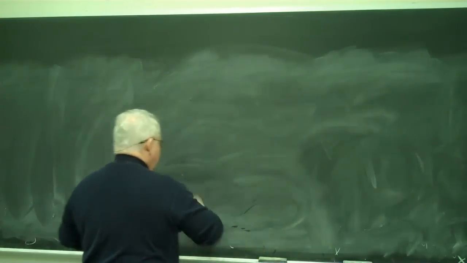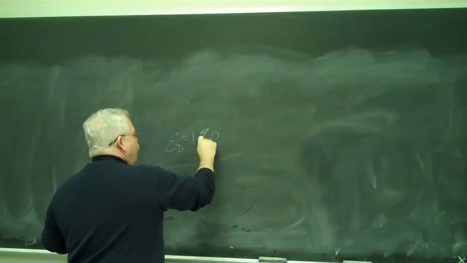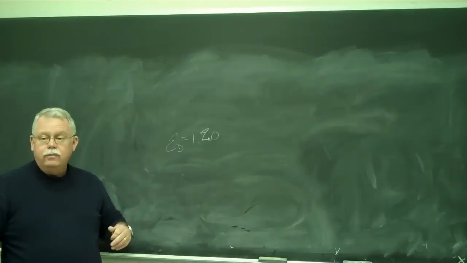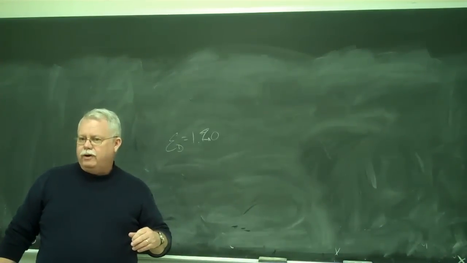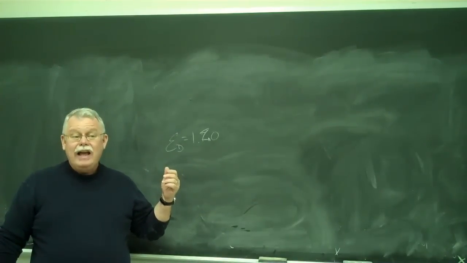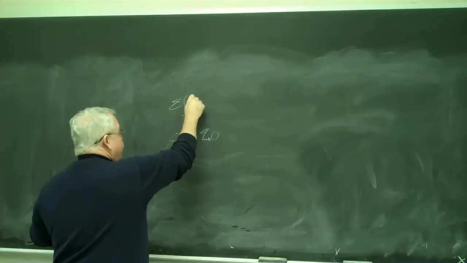What does that mean, by the way? Price elasticity of demand is negative 1.20. What does a 1.20 elasticity mean? What's the first thing? Is it elastic or inelastic? It's elastic, because it's greater than 1 in absolute value. So we know it's elastic.